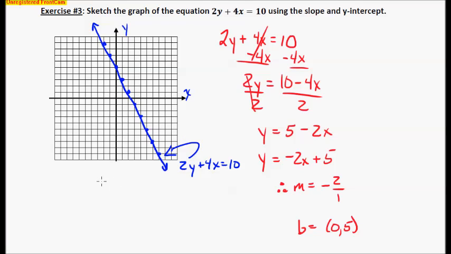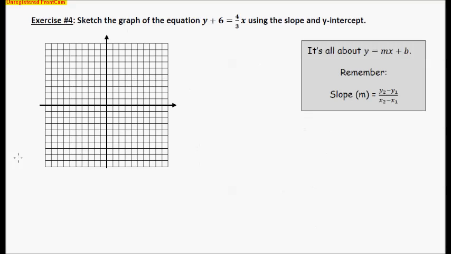All right. Okay, we got one more to go. Let's turn this one off and turn this other one on. Same thing. We want to use this equation. We want to use y equals mx plus b. So let's see what we can do here.